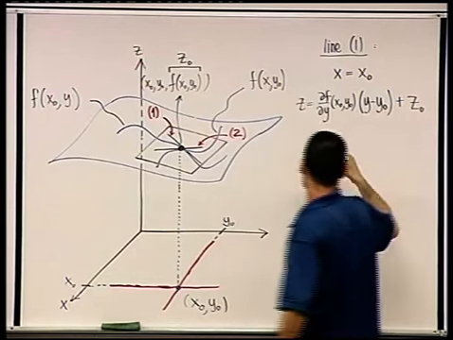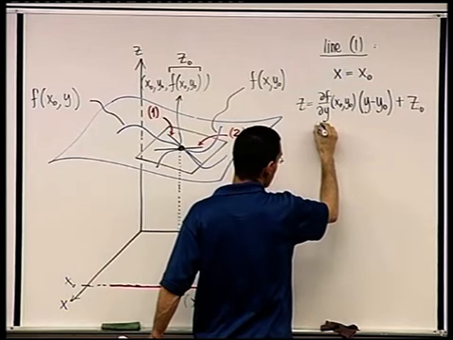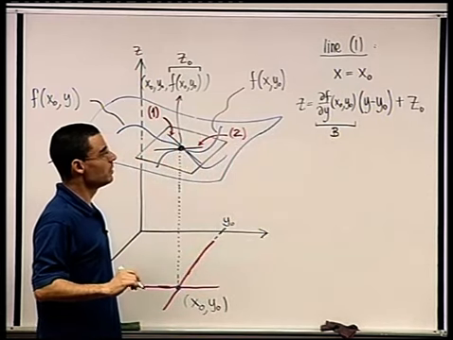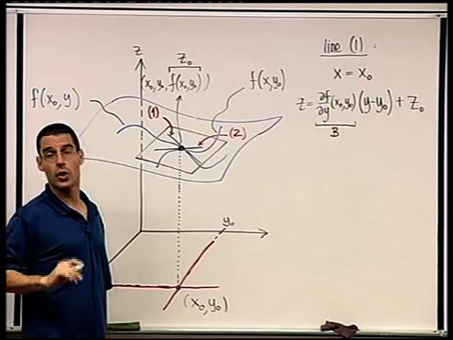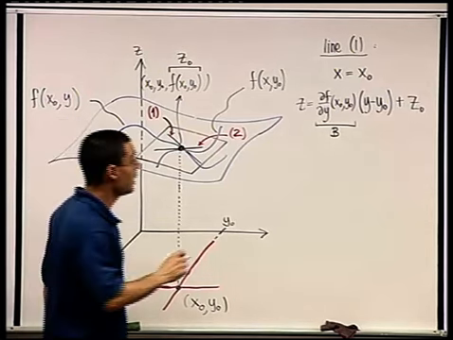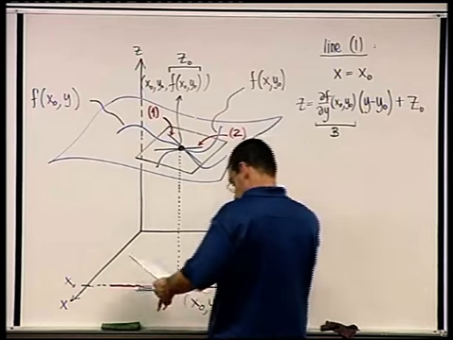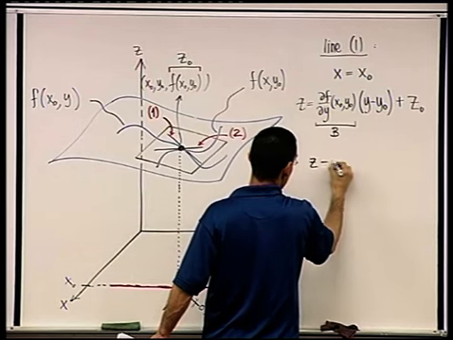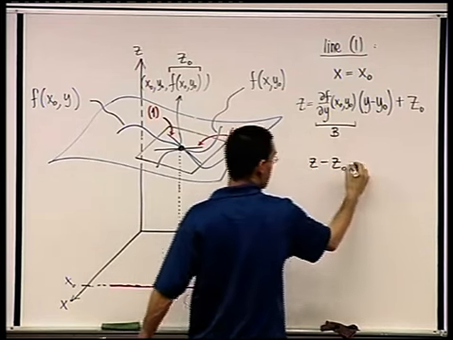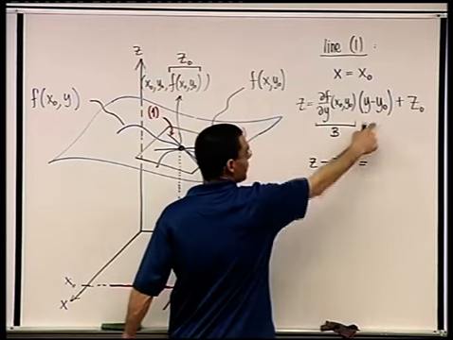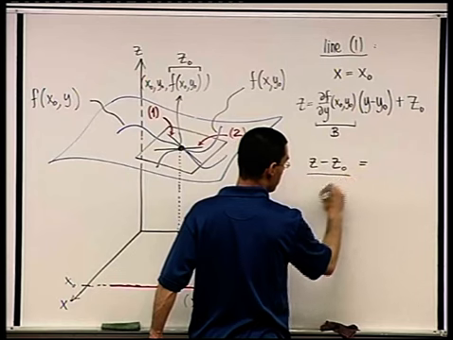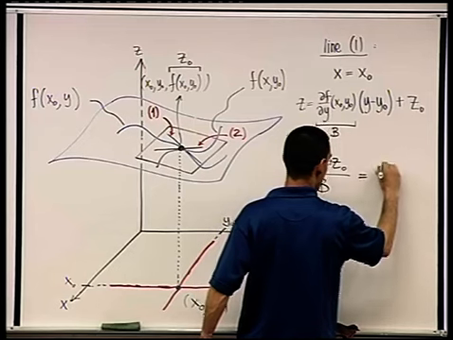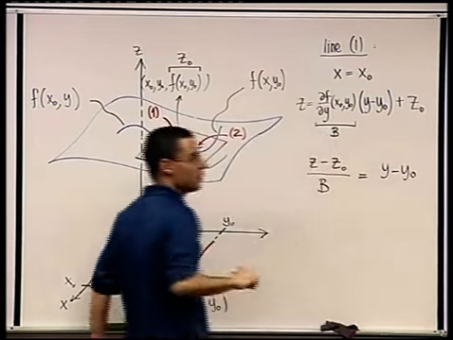So this is line 1. I want to rewrite it. Just to make life simpler, let's call the derivative of f with respect to y at the point b, a temporary name. So what I got is a line. I can rewrite this as z minus z0 equals b times y minus y0, or z minus z0 divided by b equals y minus y0 divided by 1.